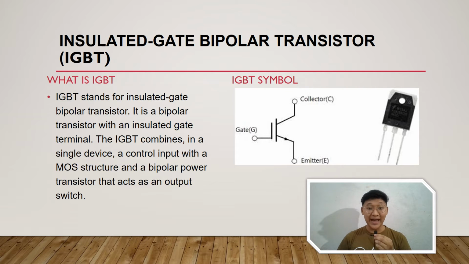Next, we see IGBT. What is IGBT? IGBT stands for Insulated Gate Bipolar Transistor. It is a bipolar transistor with an insulated gate terminal. The IGBT combines in a single device a control input with MOS structure and a bipolar power transistor that acts as an output switch. Here we have the IGBT symbol, which also has 3 pins. The first is gate, second is collector, and the third one is emitter.